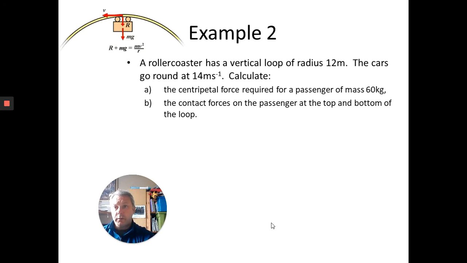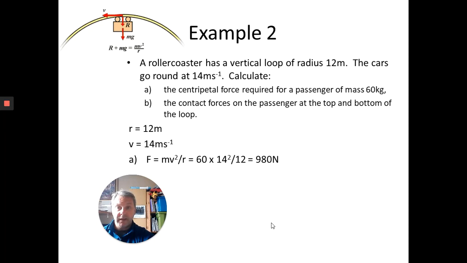Let's look at example 2. A roller coaster has a vertical loop of radius 12 meters. The cars go around at 14 meters per second. Calculate the centripetal force required for a passenger of mass 60 kilograms and the contact force on the passenger at the top and the bottom of the loop. So we know little r is 12 meters, the radius. We know v, the velocity of the car, is 14 meters per second. So we can work out what the centripetal force is for a person of 60 kilograms.